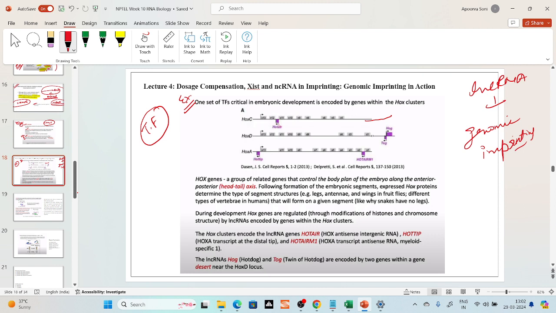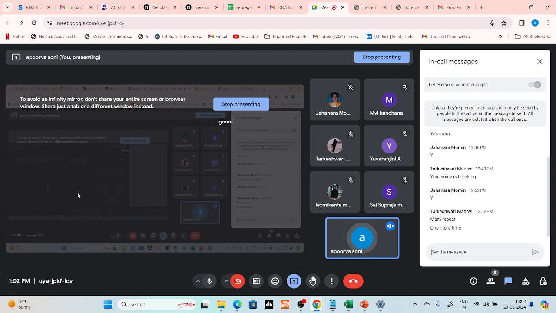So HOTAIR works in trans. What is the meaning of trans? Can anybody tell me the difference between cis and trans? If I say a gene works in cis, and I say a gene works in trans, what does it mean? At least in this context, if you can tell me what cis and trans mean.